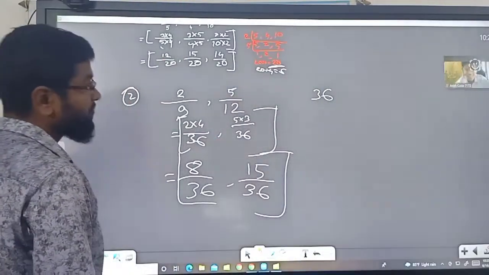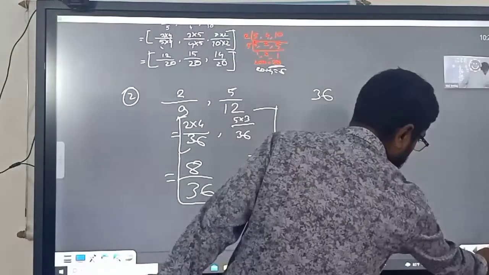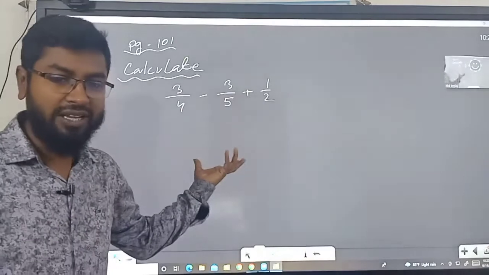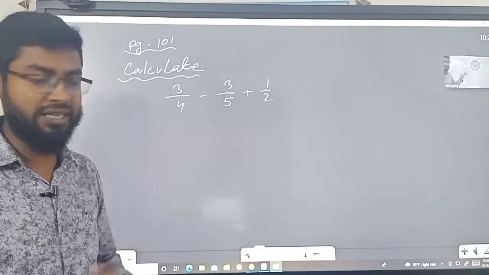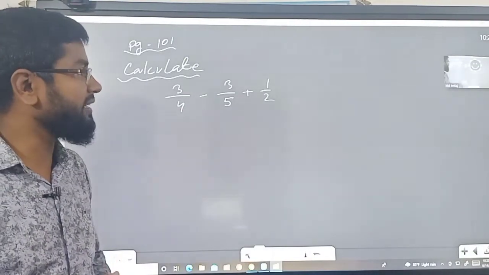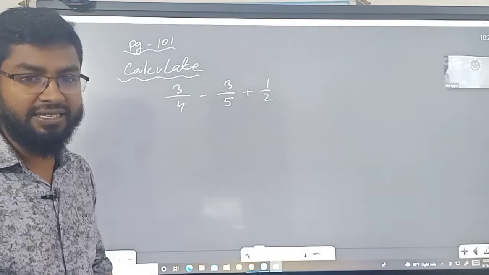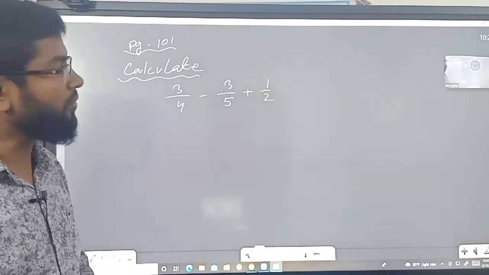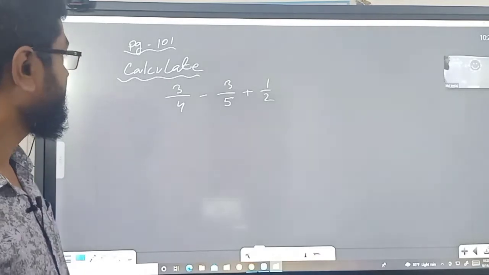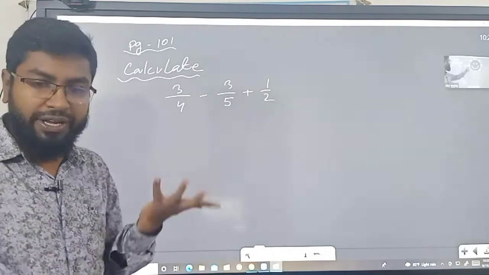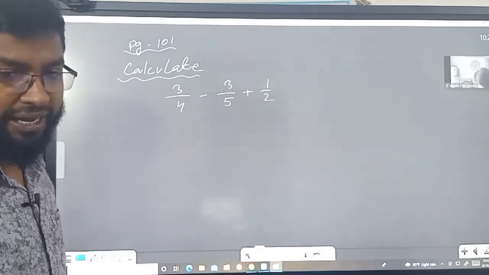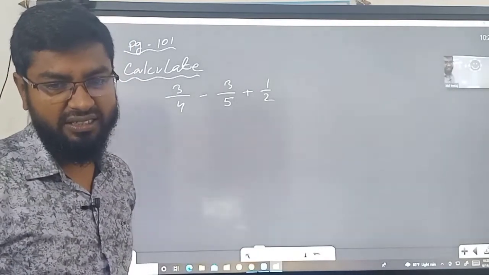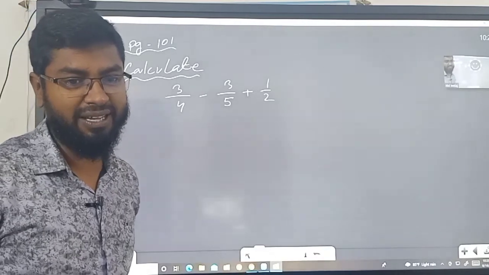Okay. Now we will go for another math. Do the calculation. Here you can tell it is a simplify. So easily we can do it. Can you solve it? Yes, same way, make the equal denominator.